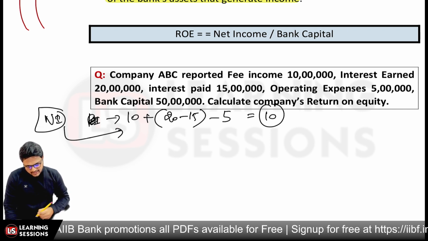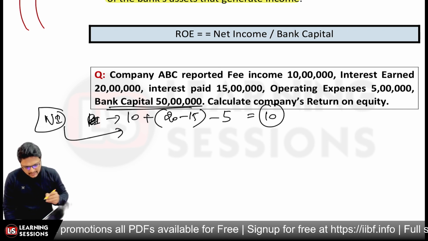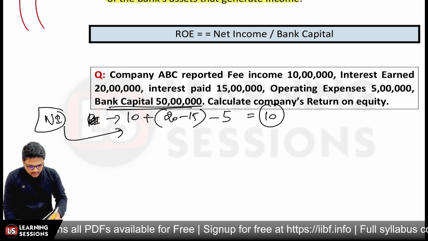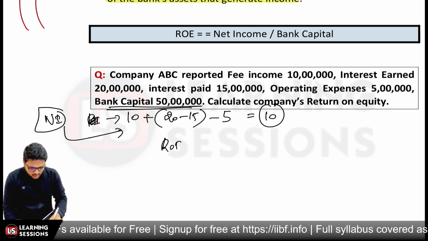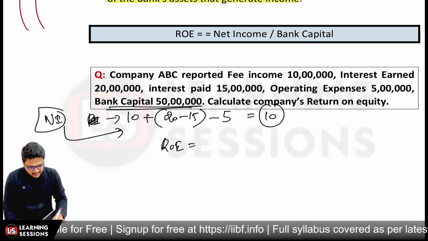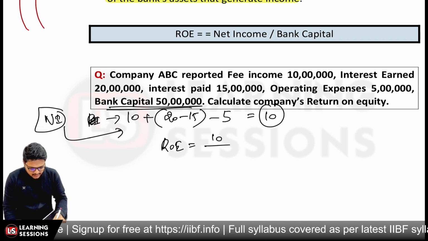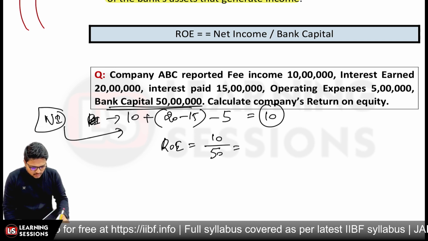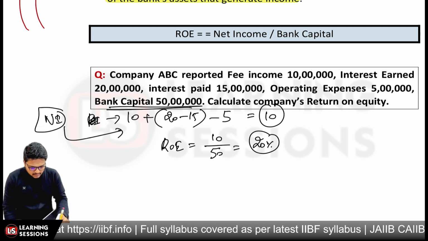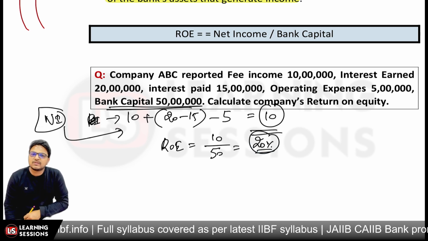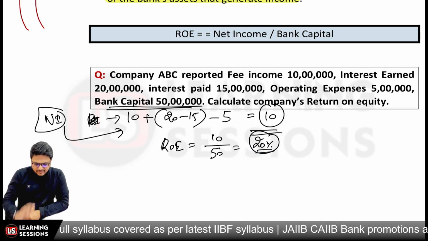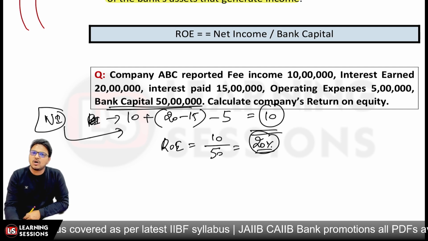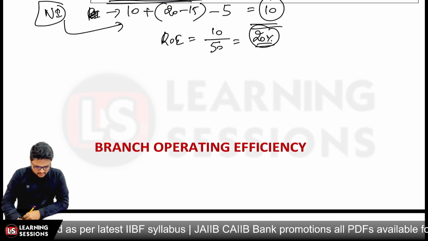And further, we have the bank capital amounting to 50 lakh. So what will the return on equity be? Return on equity, ROE, will be equal to net income, that is 10, divided by 50, which is equal to 20%. That is equal to 20%, right? So this is how easily we can calculate the return on assets or return on equity. I hope you have understood.